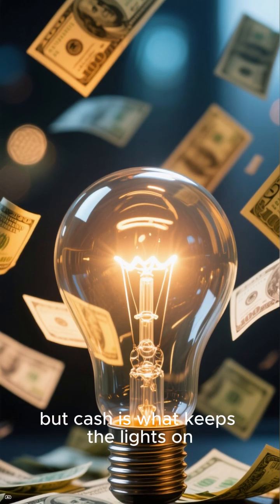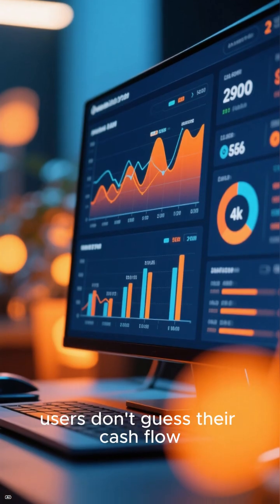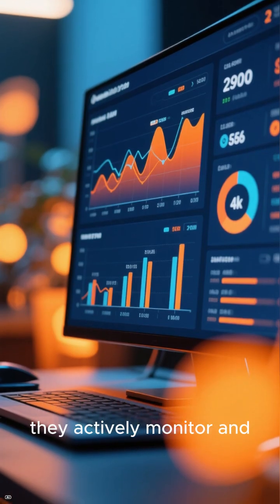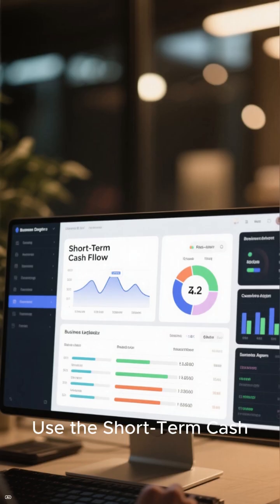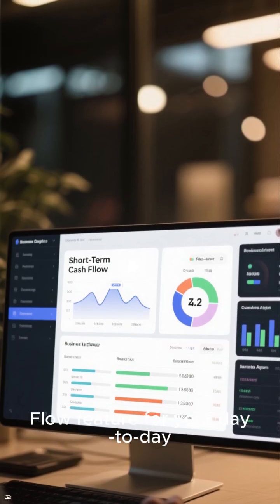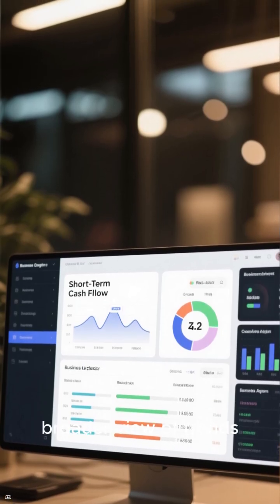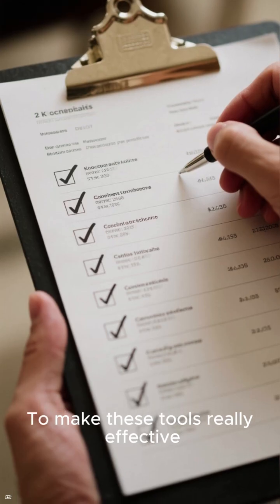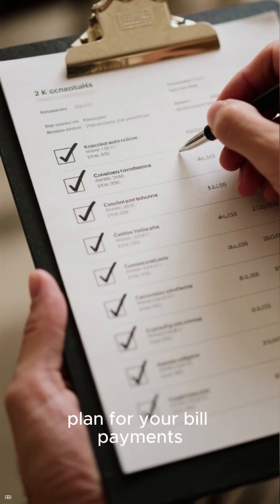Profit is great, but cash is what keeps the lights on. Advanced users don't guess their cash flow. They actively monitor and forecast it using Xero's tools. Use the short-term cash flow feature for your day-to-day decisions and the business snapshot for a broader view of trends. To make these tools really effective, combine them with accurate invoice due dates and a clear plan for your bill payments.